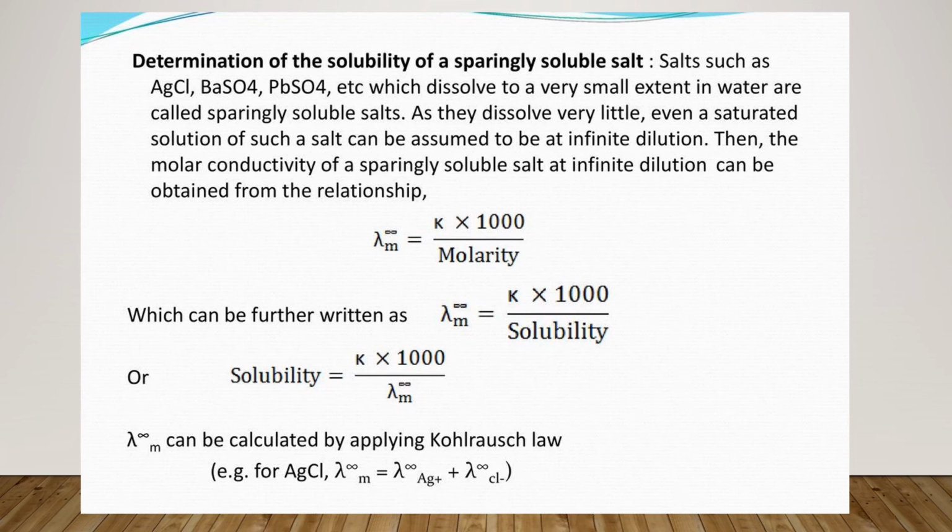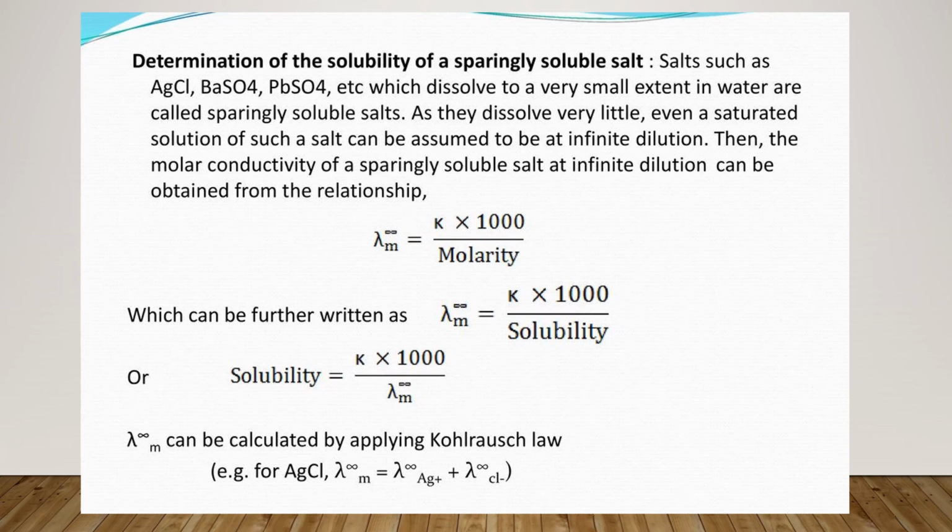So the concentration will be very, very less, and the concentration is actually the solubility. അപ്പൊ solubility വളരെ കുറവായതുകൊണ്ട് അതിന്റെ molar conductance എന്ന് പറയുന്നത്, that is molar conductance at infinite dilution. So the molar conductance is equal to specific conductance into 1000 divided by the concentration, that is actually the solubility. So the solubility is equal to the specific conductance into 1000 divided by the molar conductance. The molar conductance is actually the molar conductance at infinite dilution, and the molar conductance at infinite dilution can be determined using the Kohlrausch law.